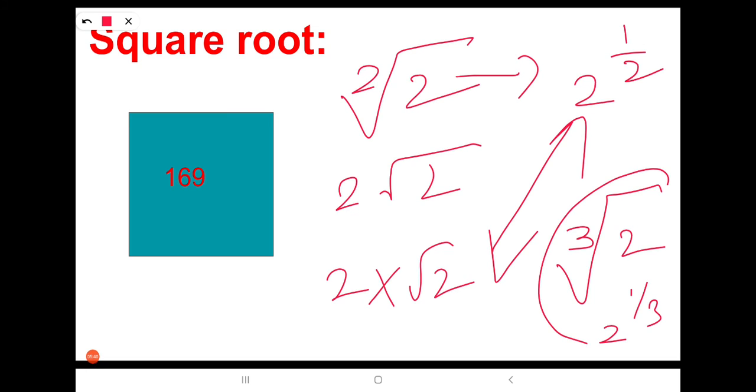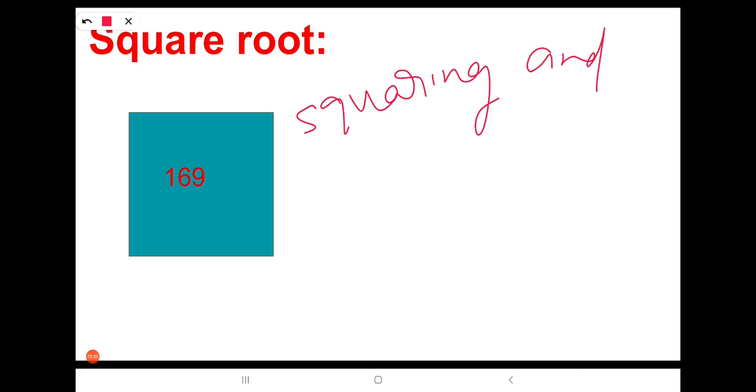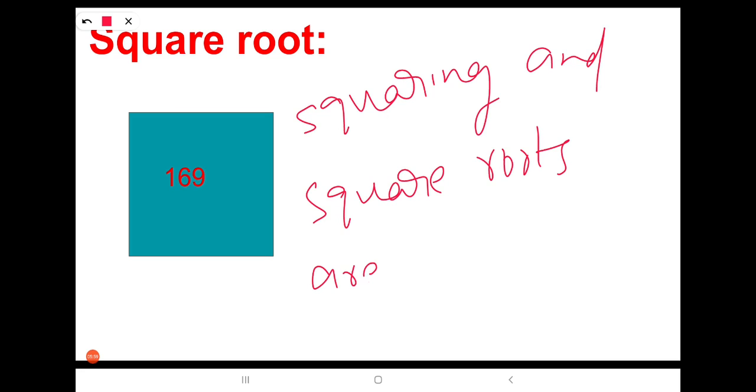We shall learn about this in the coming videos. So remember, squaring and square roots are reverse operations.